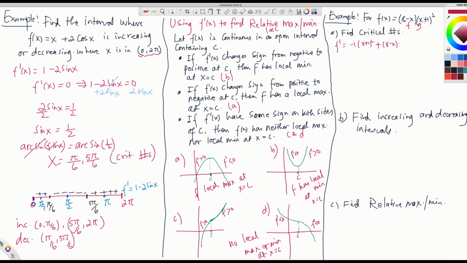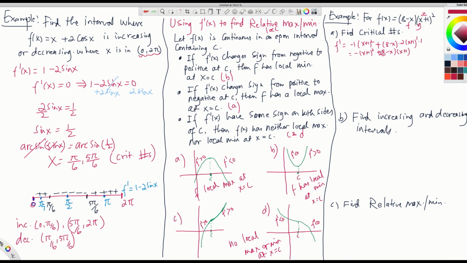How do I find that? It is like u squared, right? You can think of this as u and then the power 2. So it will be 2u to the power 2 minus 1 times u prime, which is 1. So basically you get negative (x plus 1) squared plus (8 minus x) times 2 at the front, 2(8 minus x)(x plus 1). This is what I got.